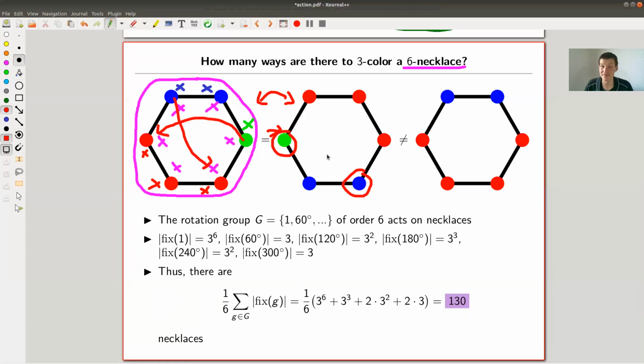Two necklaces are the same, because it's a necklace, if I can rotate one into the other. For example, this is not the same here. As you can see, there's no way to rotate this one into this one because the green is missing. Now we can ask the following question: how many ways are there to color a necklace with three colors? So how many three-colored necklaces are there?